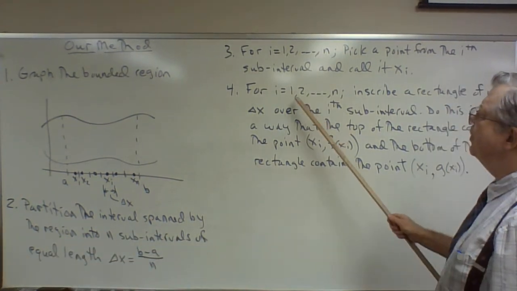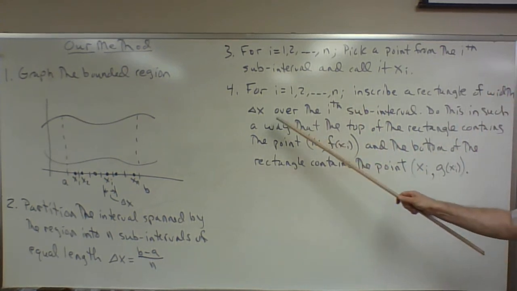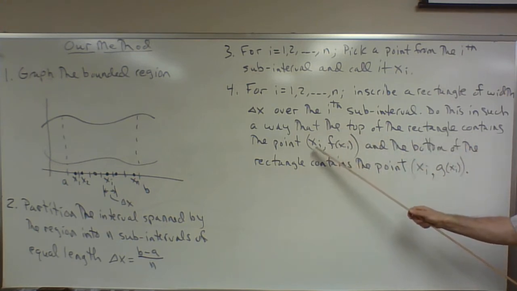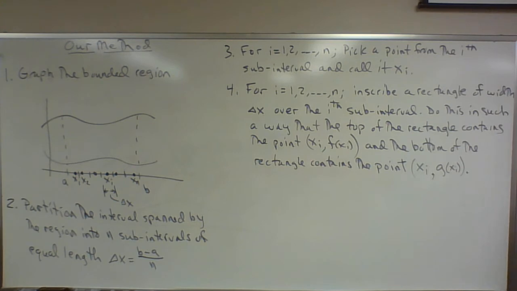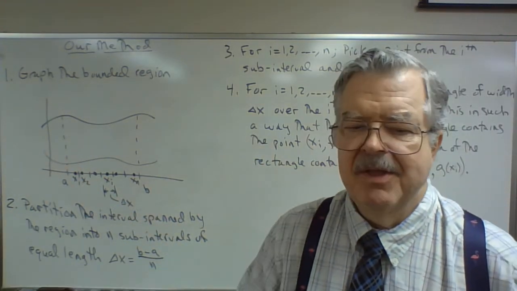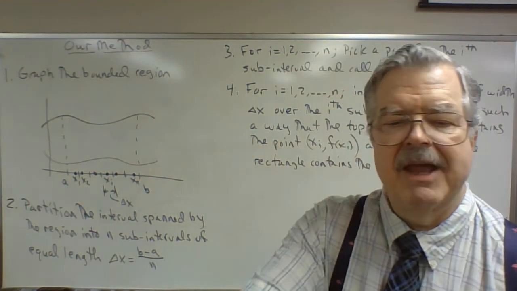For i equal 1 to n, we inscribe a rectangle of width delta x over the ith subinterval. And we do this in such a way that the top of the rectangle contains the point x sub i, f of x sub i, and the bottom of the rectangle contains the point x sub i, g of x sub i. And at this point, I think I'm going to erase part of the board and draw a much larger picture of that graph.